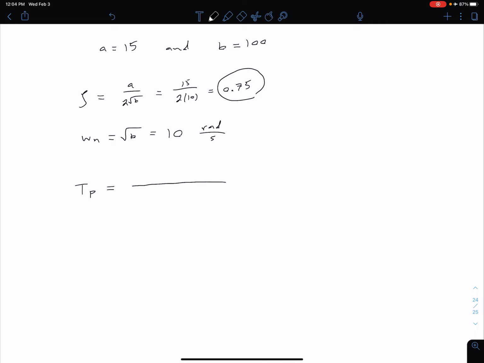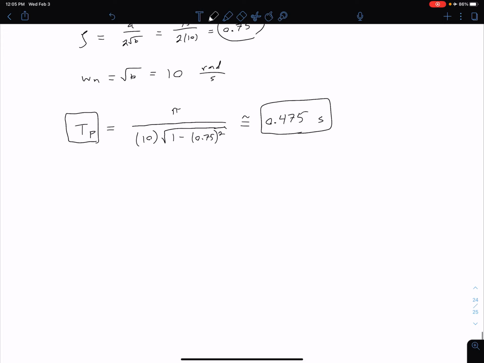So for our peak time, we have pi in the numerator. We have our frequency of 10, and then that's multiplied by the square root of 1 minus zeta squared. So our zeta is 0.75 squared. And plugging that in, we get a peak time of approximately 0.475 seconds.